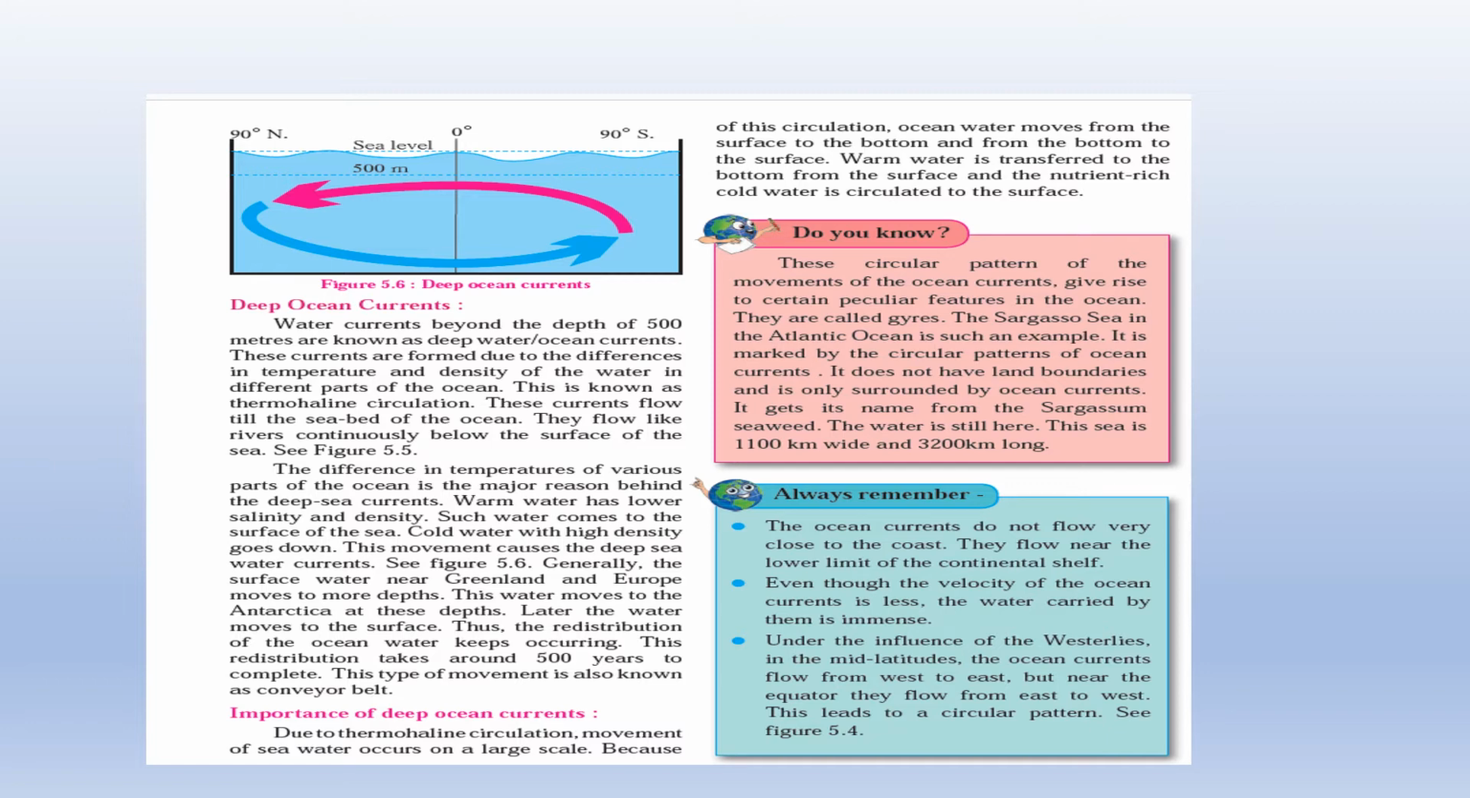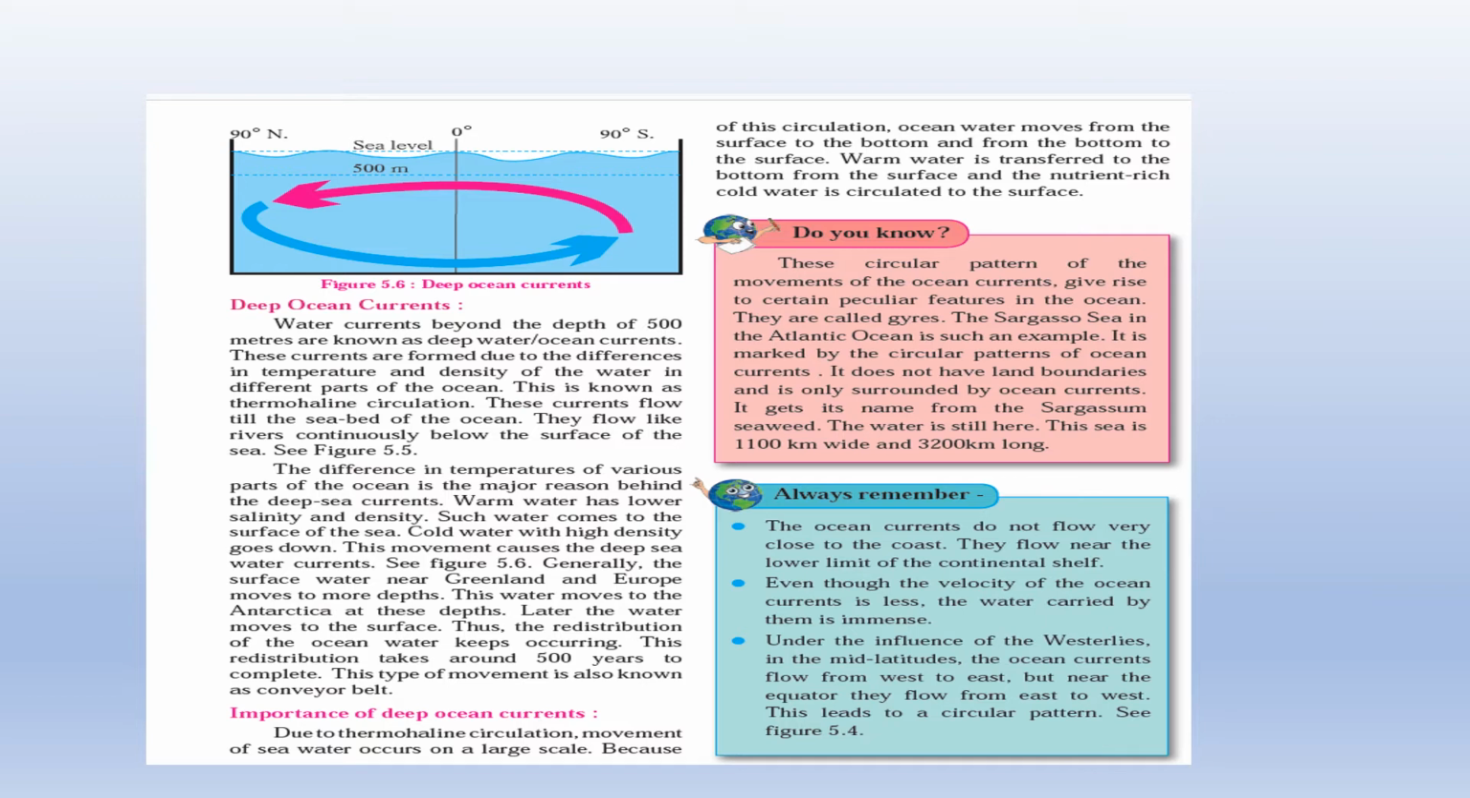They are very important. The water currents which originate from Greenland and Europe move at a greater depth. This water moves to Antarctica at these depths, and the redistribution of ocean water keeps occurring. This redistribution takes around 500 years to complete.